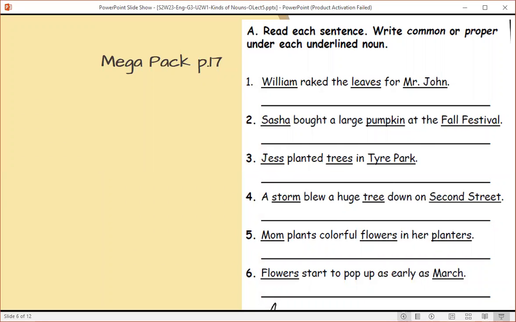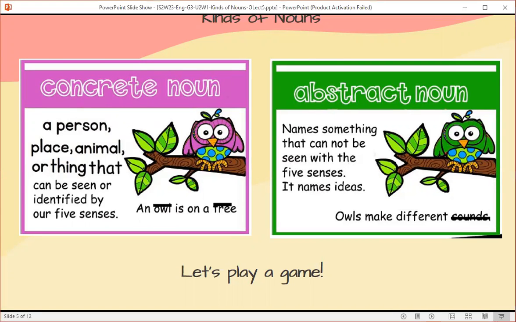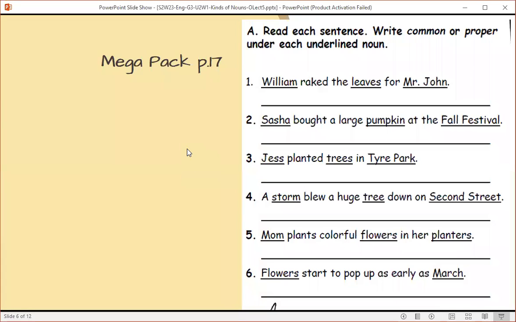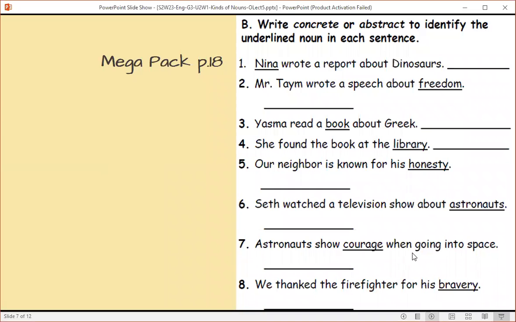Now we are going to play a game during our Zoom, and we will also solve this page on our Mega Pack. If you do not have your Mega Pack yet, you can copy these sentences so you can be ready for the Zoom. Also, we're going to solve page 18. It's about concrete and abstract nouns.